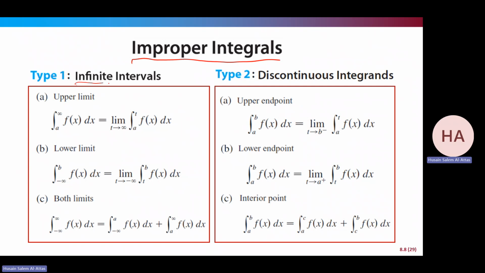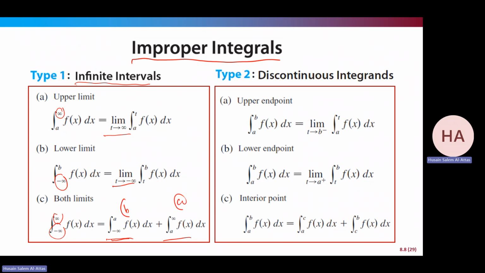For the infinite intervals, if the upper limit is infinity or the lower limit is minus infinity, then we just take the limit as t goes to infinity, or t goes to minus infinity. If we have infinity at both the upper and lower limits, we divide it into two parts. As I said, this one will be B and this one will be A. We just need to do the limit.